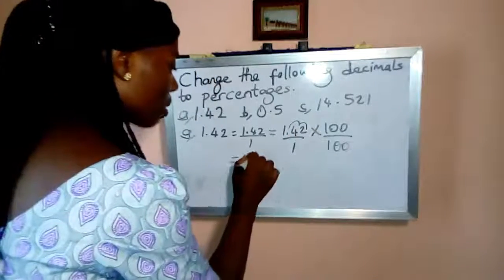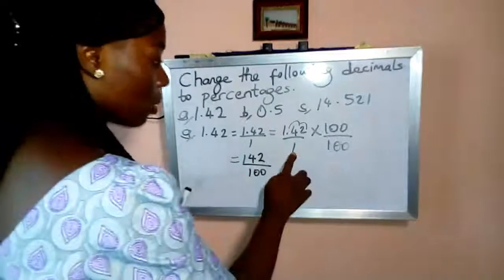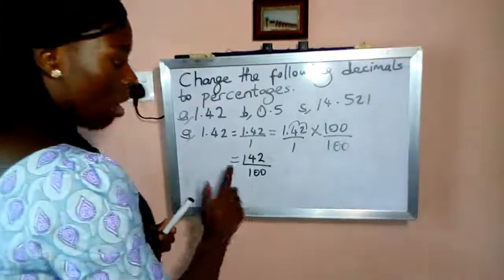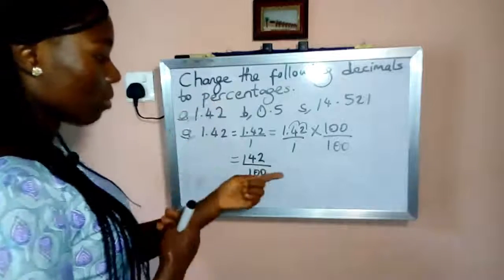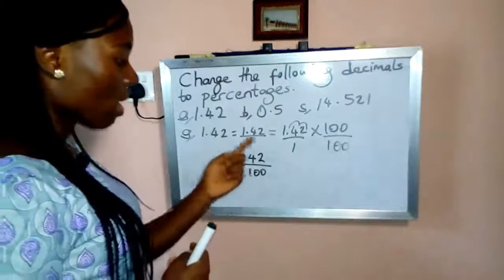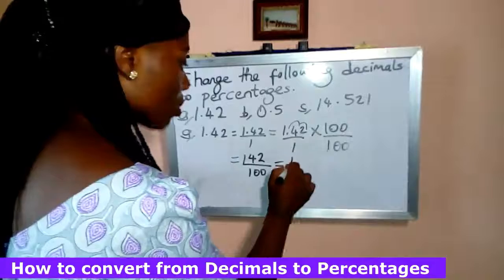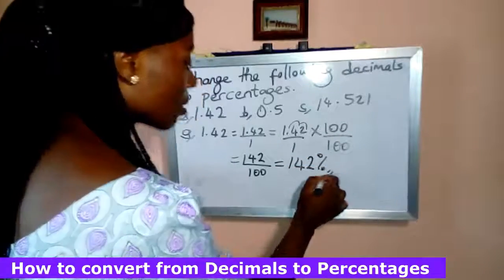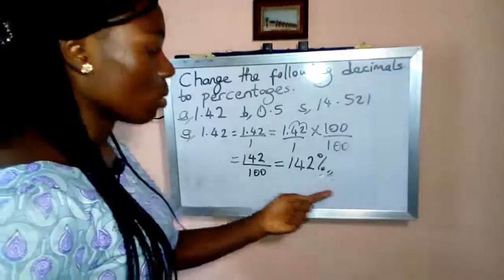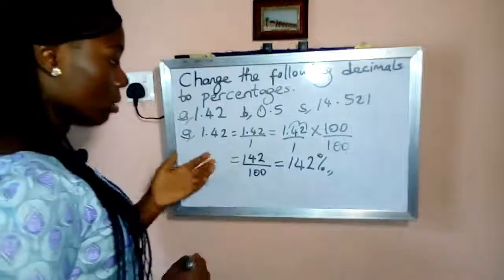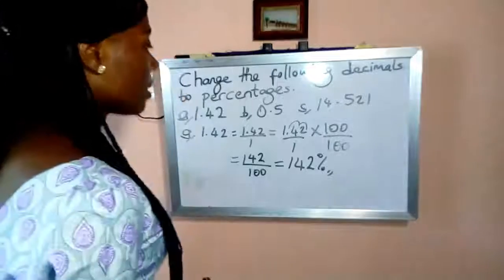So I have 142 all over 100. How did I get my 100? 1 times 100 is 100. And remember, what we're trying to do is achieve a percentage. When we're talking about changing from fractions to percentage, we said anytime you have something like this, where you have 100 simply as the denominator, your answer becomes 142%. That's your answer. Now this is a method, simply giving us 142%.